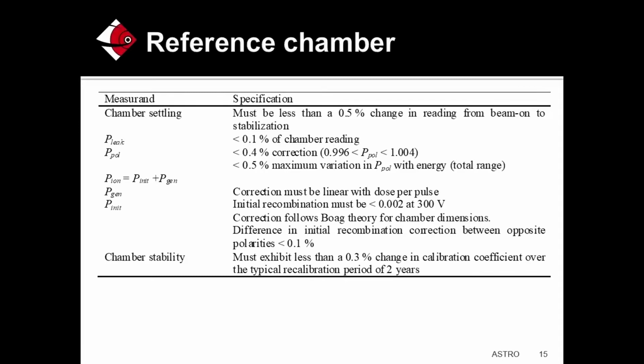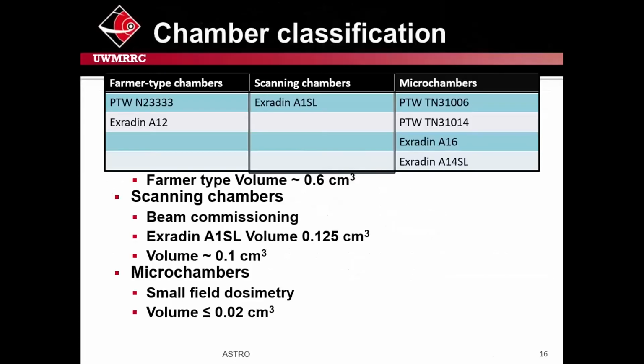and basically looking for differences of 0.1%. So the stability of the chamber, this is a reference chamber, must exhibit less than 0.3% change in calibration coefficient over a typical recalibration period of 2 years. In other words, unless something goes wrong with your chamber, it should be within 0.3% of your prior calibration 2 years ago. And this is always a good check. And at the ADCLs, this is about what we look at. Certainly 0.5%, anything more than that says we have to redo it at an ADCL.